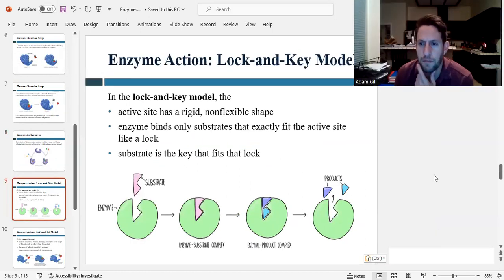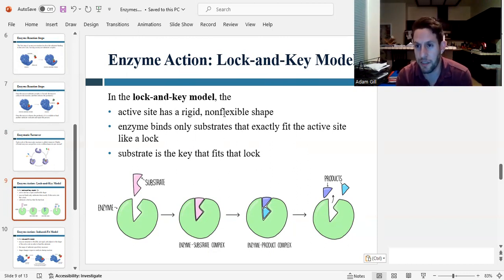So the first model is called the lock and key model. In the lock and key model, the enzyme is sort of like a master lock and the substrate is the key that fits in there and unlocks it. This model was based on the idea that an active site is rigid and non-flexible. And so it only binds substrates that have the right fit, right? So literally like your key fits only your front door lock. So it's a unique shape that fits the corresponding unique shape.